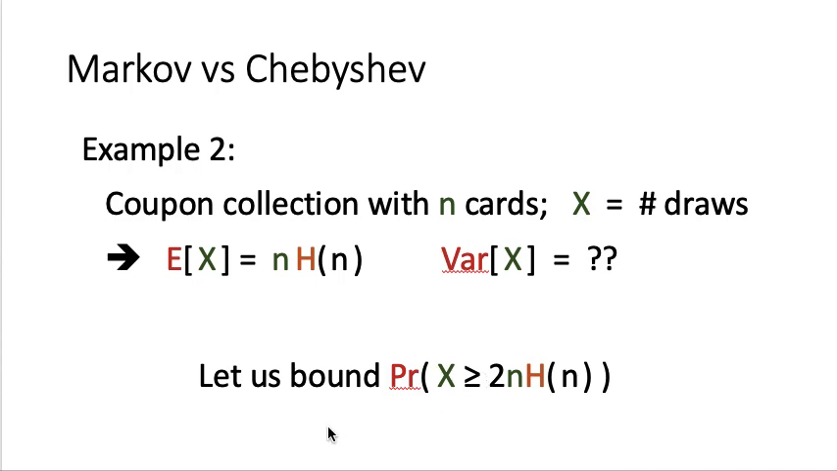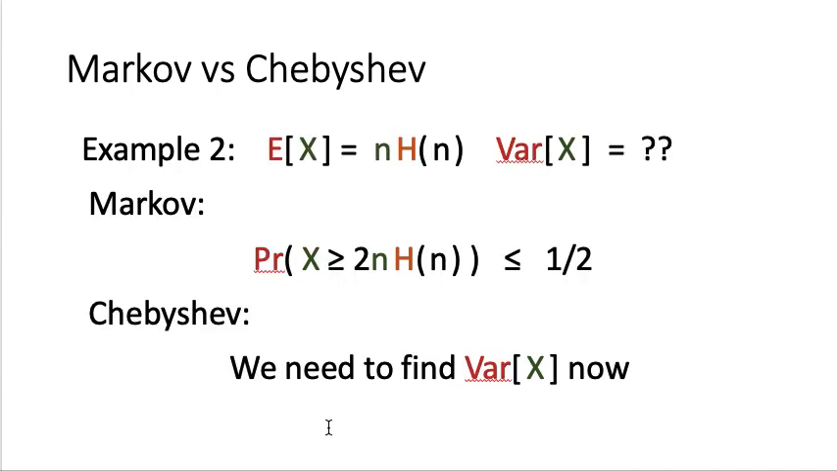So what is this bound? By Markov, it is easy. It is less than or equal to the expected value of X divided by this term, so it is 1 over 2. But for Chebyshev's inequality, we will need to find the variance of X first before we can get any conclusion. Okay, so what is the variance of X?